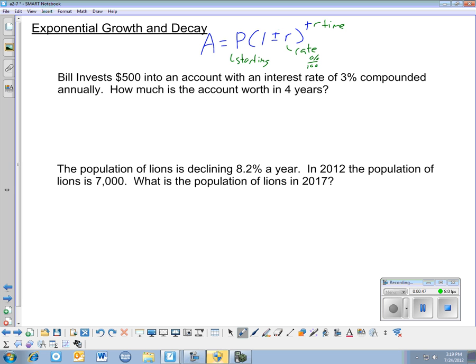The plus or minus between 1 and R is because we have two different types: growth and decay. If it's growth, it's going to be 1 plus your rate. If it's decay, it's 1 minus your rate. So let's look at the first example.